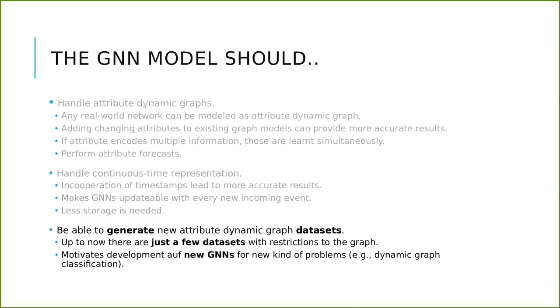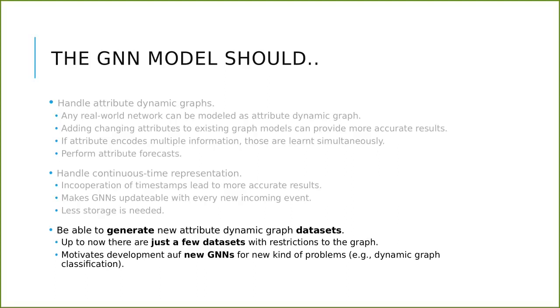Another aspect that is nice to have is if the GNN model is generative. One reason for this is that there are not enough dynamic graph datasets that contain all possible dynamics. One of the reasons is that there was no graph neural network that could work, for example, on attribute dynamic graphs in continuous time. So those dynamic graph datasets are still missing.